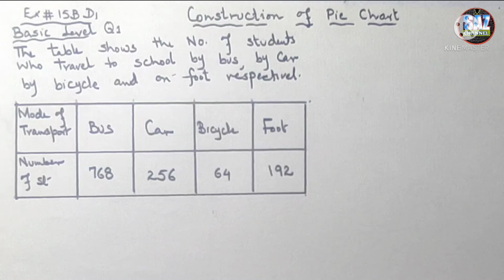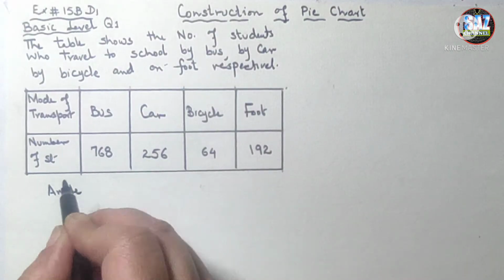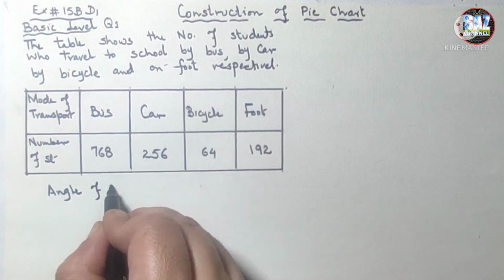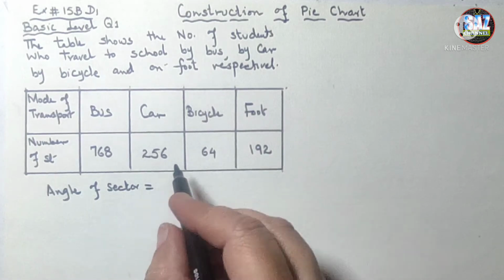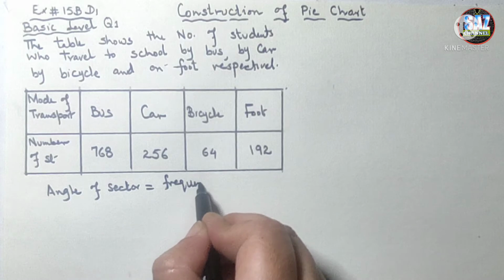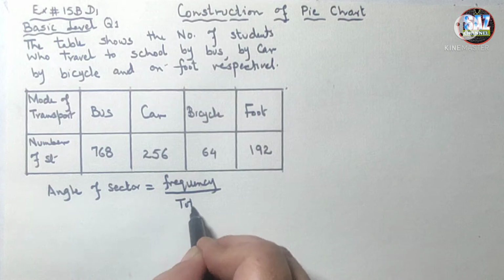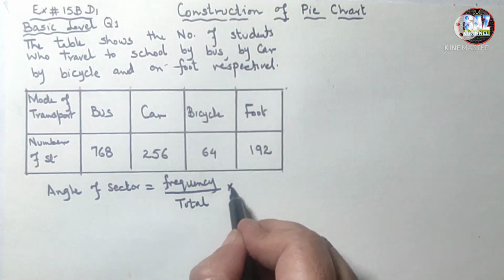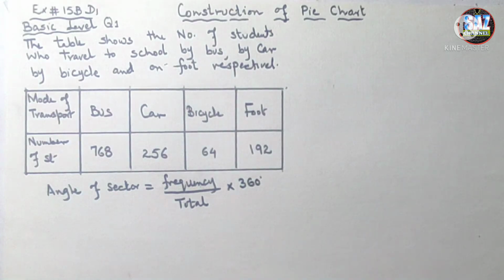So first of all, we'll be learning the formula for the angle of a sector of a pie chart. The formula is: angle of sector will be equal to frequency, or the proportional part, upon total, multiplied by 360 degrees.